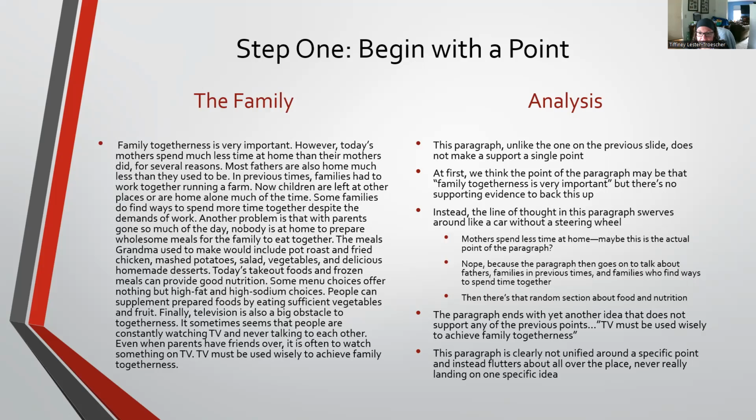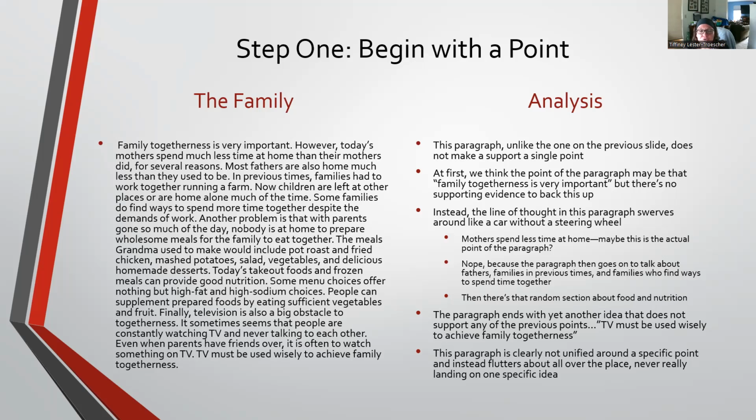Instead, the rest of the paragraph kind of swerves all over the place, right? First it talks about mothers spending less time at home, and you're like, okay, well, maybe that's what the paragraph is actually about. But then, nope, because after that, he goes on to talk about fathers, and then families in previous times, and families who find ways to spend time together. And then there's the random section about food and nutrition. And then it ends with this last idea about how TV must be used wisely to achieve family togetherness. I was like, that's not what this paragraph was about. Why is that your concluding sentence?